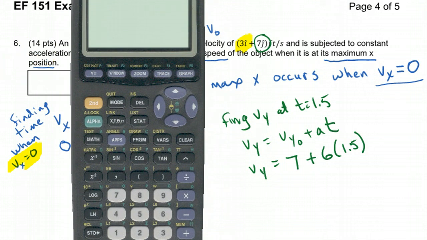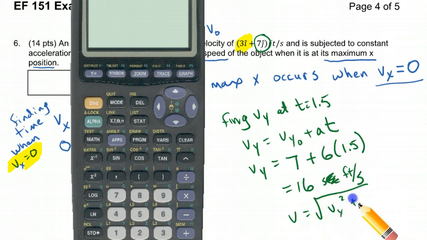Let's see here. 7 plus 6 times 1.5. I could have done that in my head too, but I would have probably made a mistake. So 16, no, it's not seconds, 16 feet per second. Okay. So the total velocity is square root of vx squared plus vy squared. But in this case, it's just also 16 because Vx is 0.